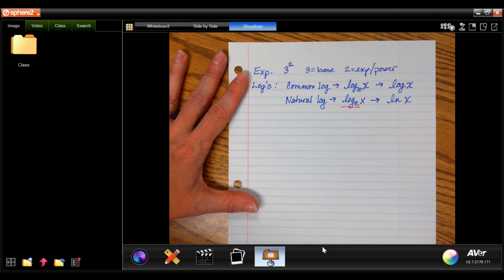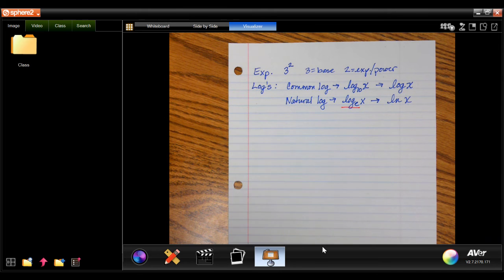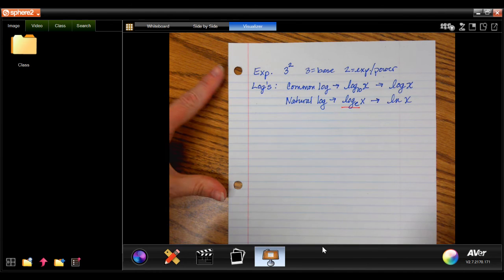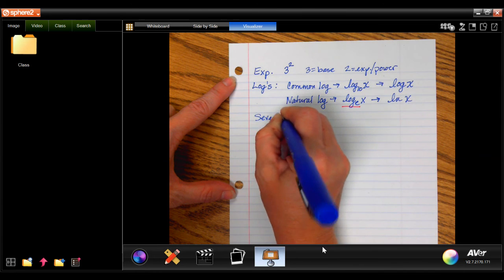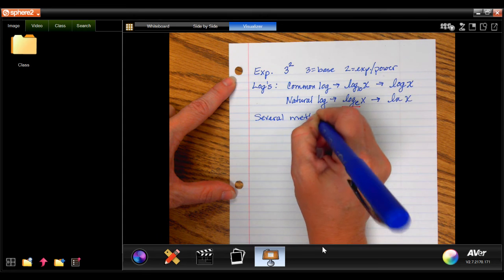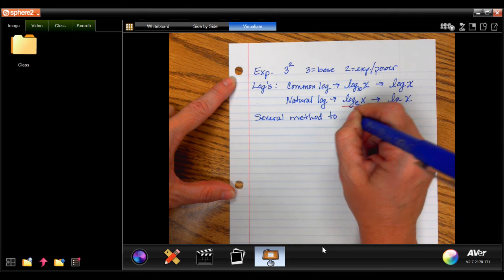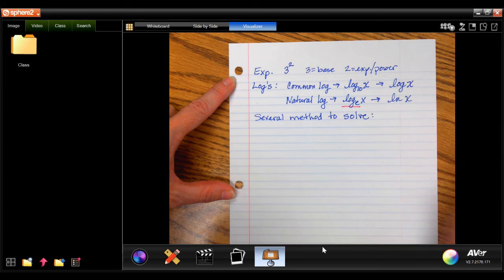They're exactly the same. Now, as a review, remember that in operations, meaning if you're adding something, what undoes addition? Subtraction. What undoes multiplication? Division. Well, what undoes exponentials? Logs. And then logs undo exponentials. So there's several methods to solve. I'm going to give you a couple of them, about 4. Sometimes it's easier to use one method versus another.